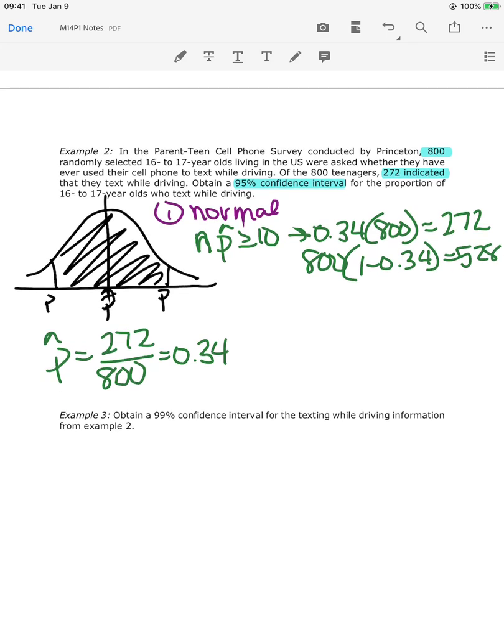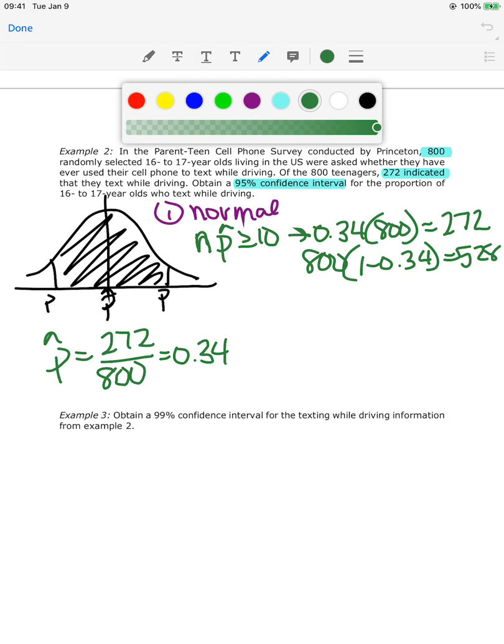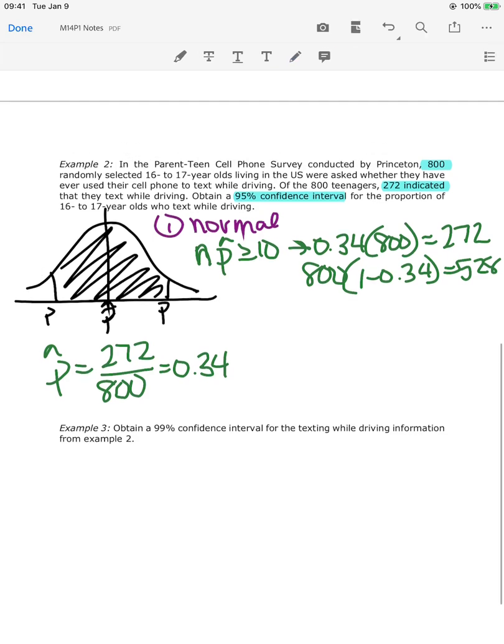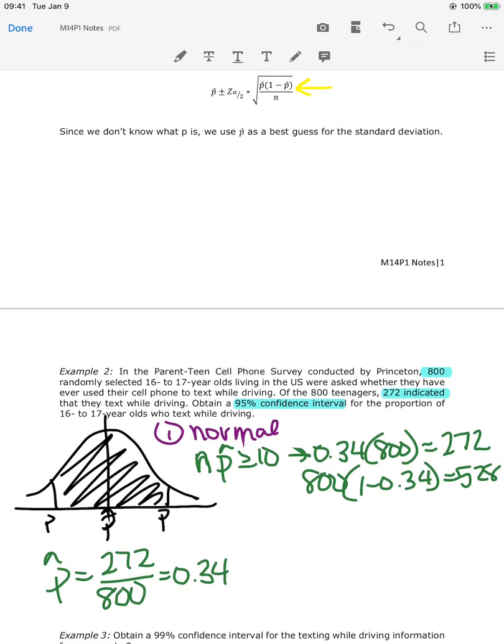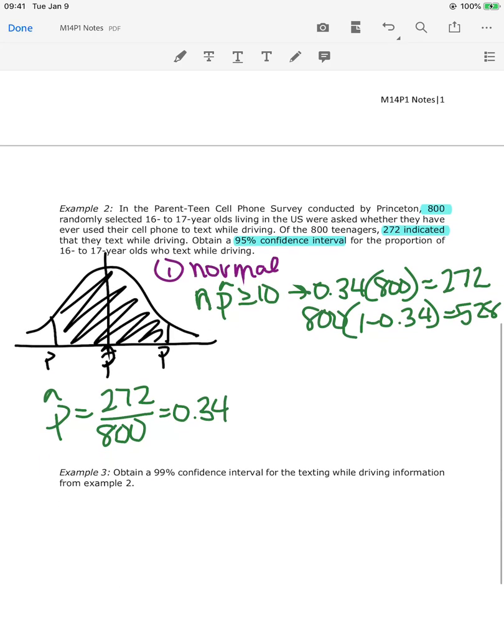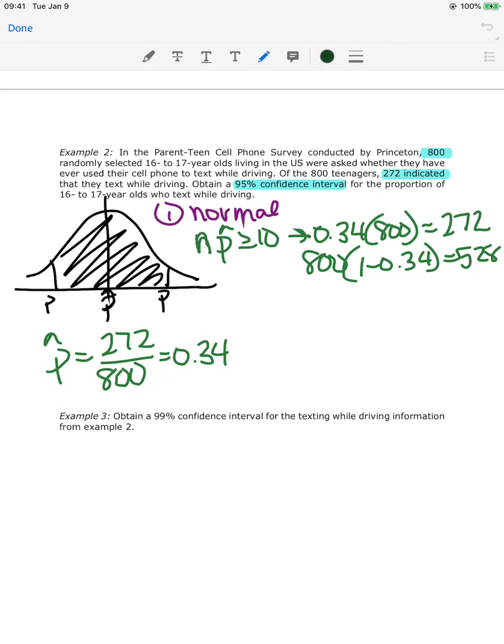So now, using this idea that we're trying to find the middle 95%, I need to find this z alpha over 2. So coming back up to this equation up here, we found p hat, so we need to find z alpha over 2. And then we're just going to plug everything in. So step 2 is to find z alpha over 2.